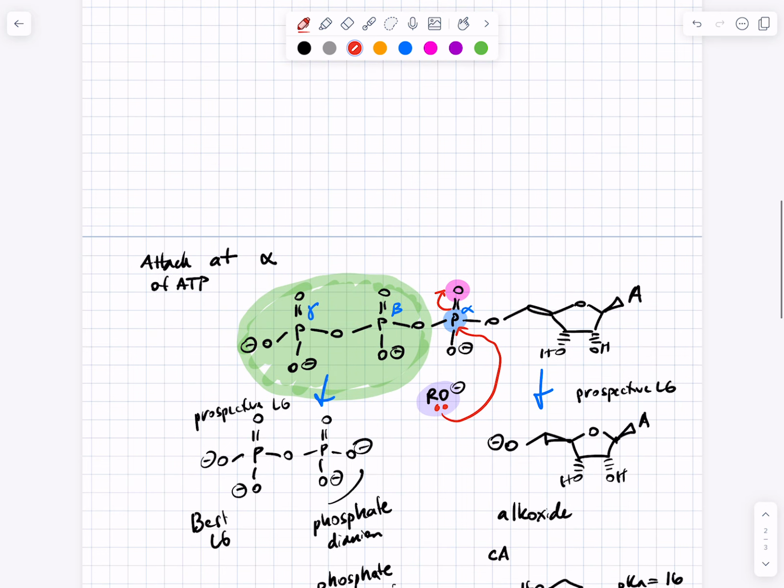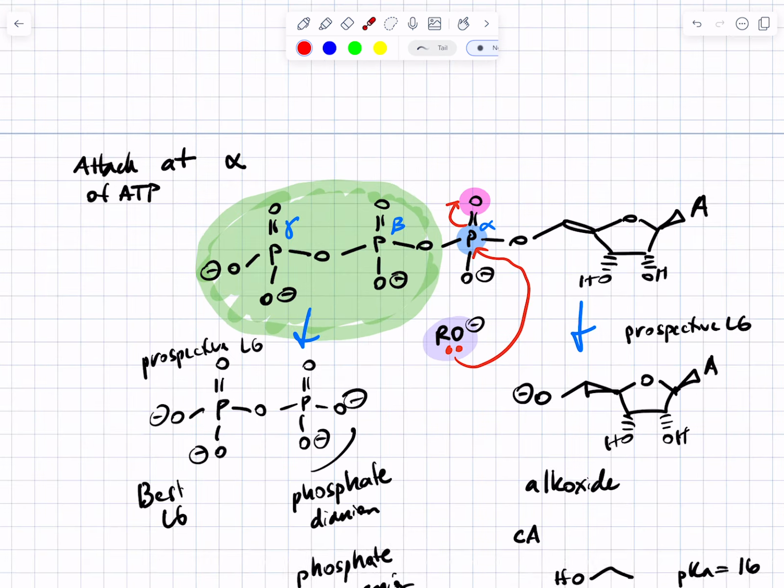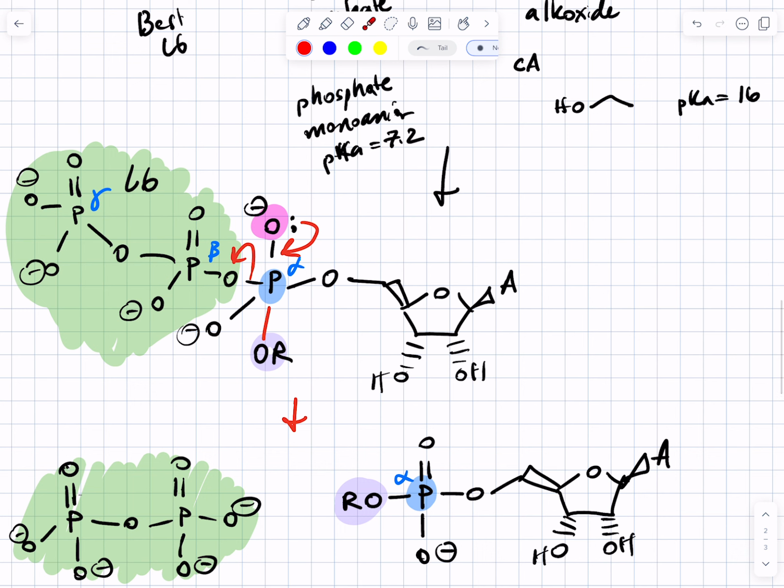And similarly, notice the pattern. Addition here to the carbonyl carbon, electrons kick up. Intermediate with a negatively charged carbon, negatively charged oxygen, then electrons kick down and leaving group leaves. Yeah, that's the pattern. Go ahead.